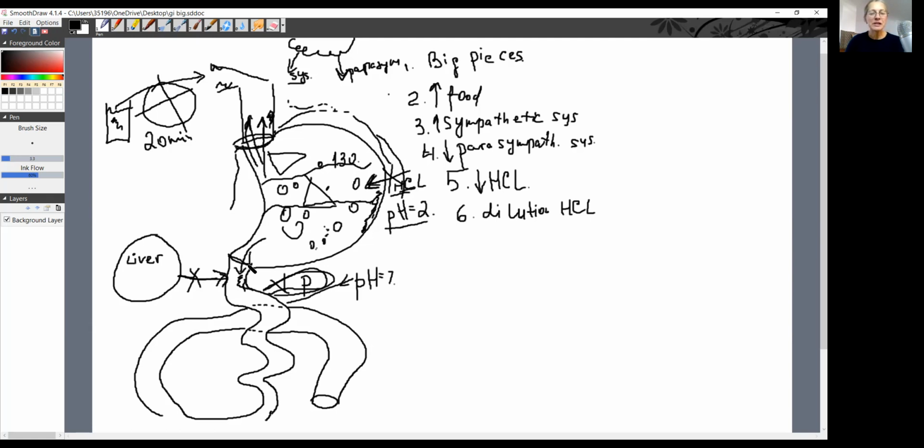As a result, the pylorus is not open, because the pylorus opens on a concentration gradient. pH 2 here, pH 7 here. You don't have adequate pH, so it remains closed. Food stays here with the water and hydrochloric acid, and it has a higher chance to go up into your esophagus and create acid reflux.